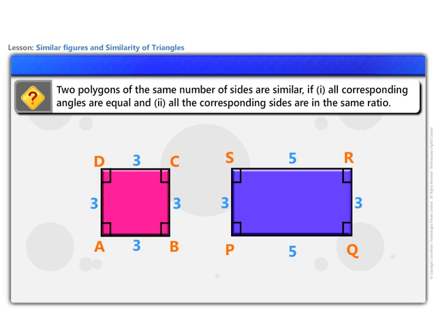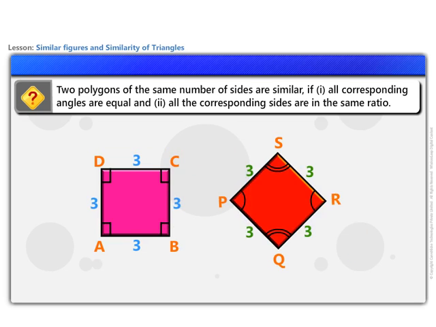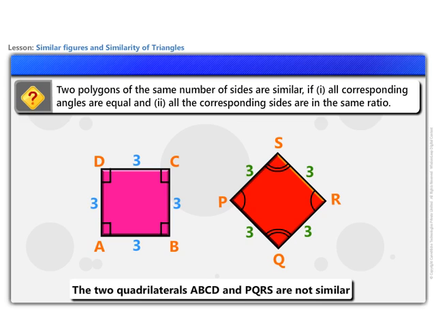Now, observe the corresponding sides and angles of the quadrilaterals, a square and a rhombus. We see that though the ratios of corresponding sides are equal, the corresponding angles are not equal. So again, the two quadrilaterals ABCD and PQRS are not similar.